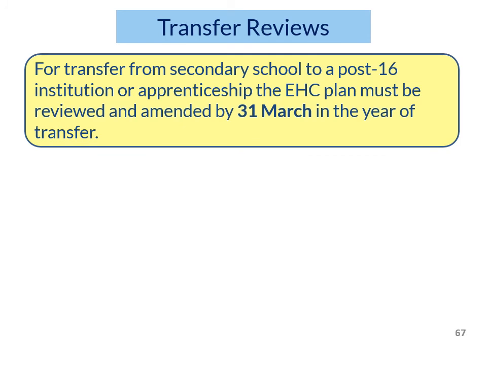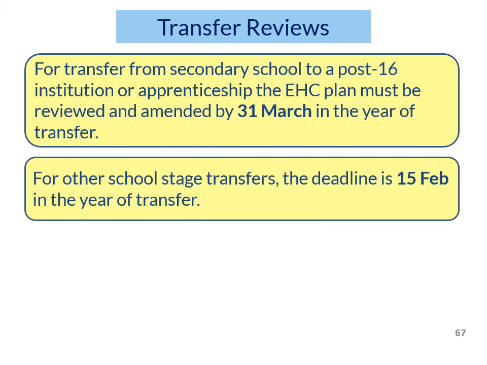For transfer from a secondary school to a post-16 institution or an apprenticeship, the EHC plan must be reviewed and amended by the 31st of March in the year of transfer. For other stage transfers, for example, transferring from an early year setting to primary or from a primary to a secondary school, the deadline is the 15th of February in the year of transfer.